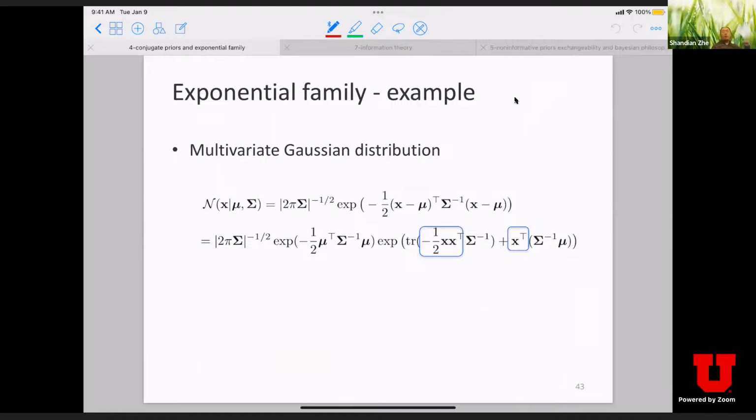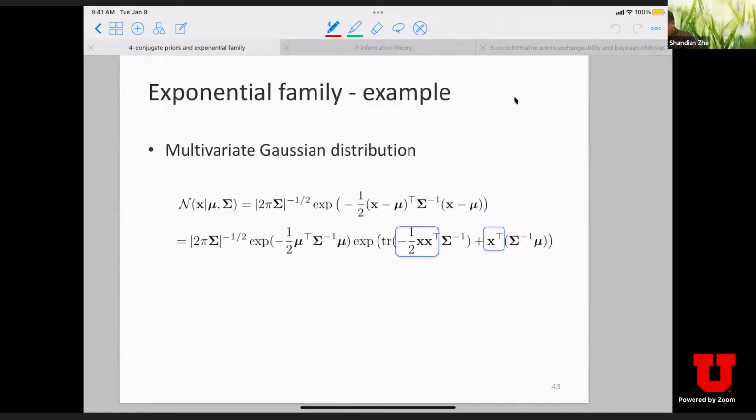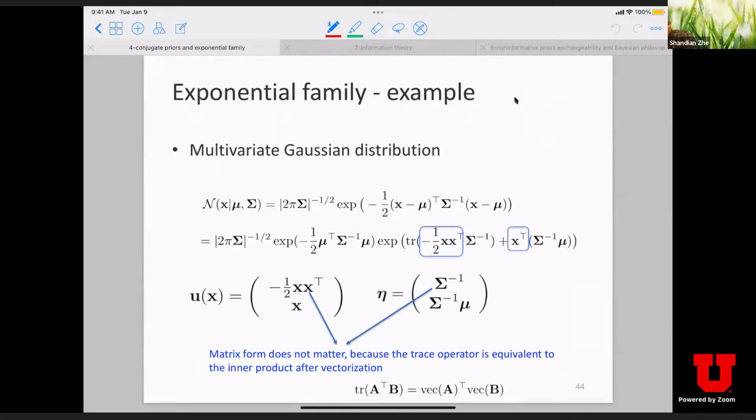One is X itself. The other is actually half X transpose. So you can see that, given X, I give you two outputs: one is X, one is half X transpose. And correspondingly, our natural parameters will be sigma inverse, which corresponds to this half X transpose, and sigma inverse mu, which corresponds to X.